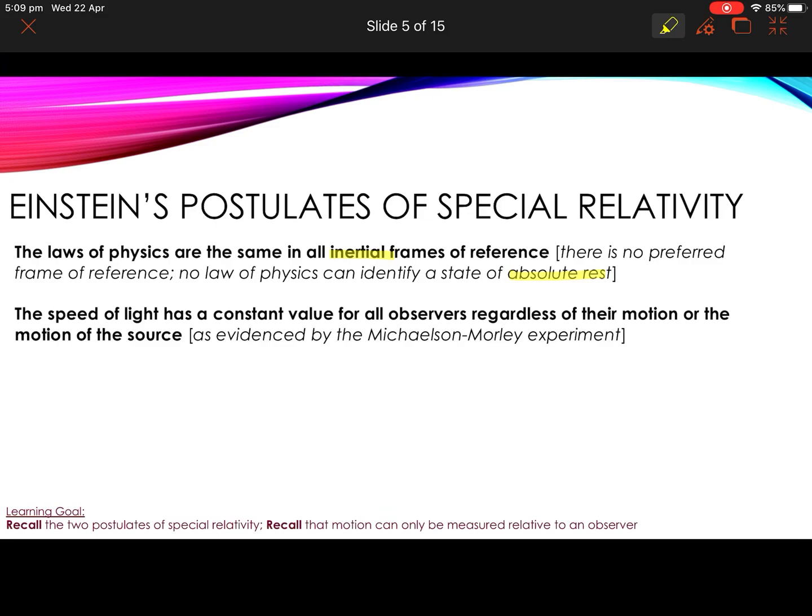His second postulate, and this is the big one, is that the speed of light has a constant value for all observers, regardless of their motion or the motion of the source. So this is what the Michelson-Morley experiment showed. Basically, guys, this goes against the idea of relative motion.